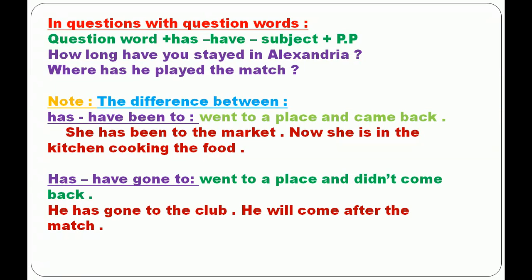Let's know the difference between have been to and have or has gone to. When I say I have been to a place, it means that I went to a place and came back. For example, she has been to the market, now she is in the kitchen cooking the food. But when I say I have gone to a place, it means that I went to a place but I didn't come back. He has gone to the club. He will come after the match.